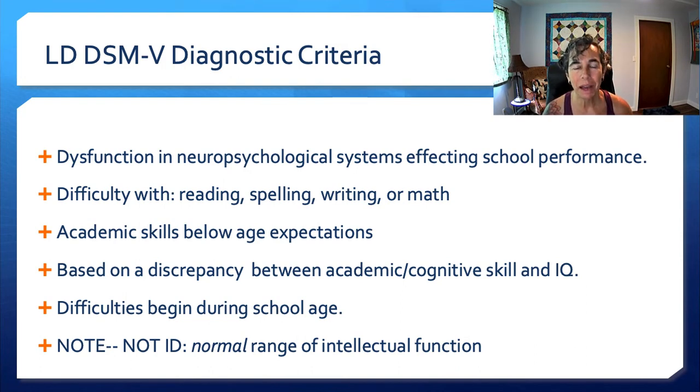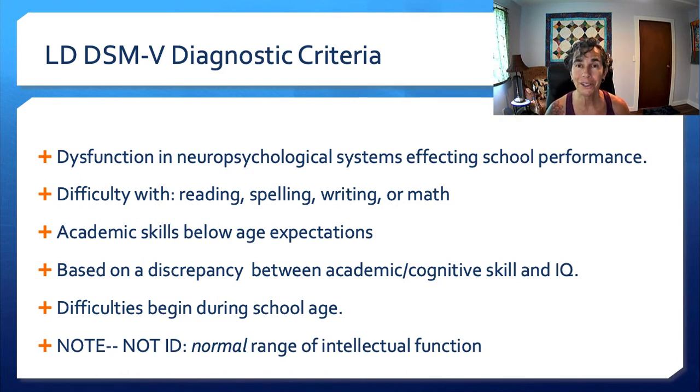So learning disabilities. Dysfunction in neuropsychological systems that affect school performance. So it's pretty clear. It's associated with the occupation of education. Then when kids are grown up, of course, it can affect work as well. There's difficulty with reading, spelling, writing, or math, and these are different particular learning disabilities or disorders. Academic skills are below age expectations, and it's based on a discrepancy between academic and cognitive skill. So, academic performance, low. Cognitive skill, normal to high. So, this is a hallmark.